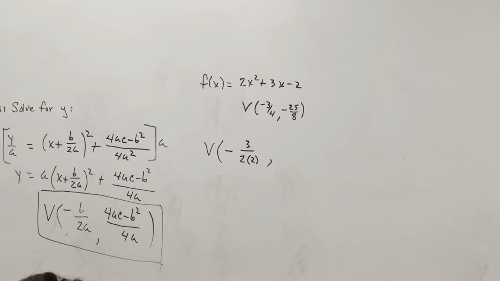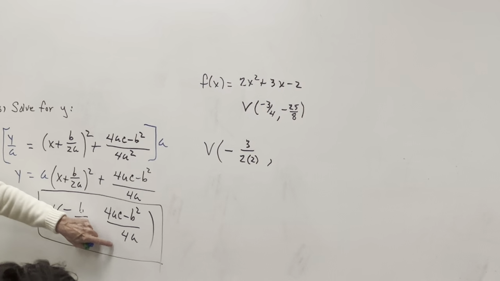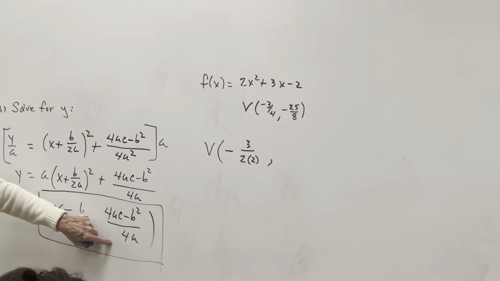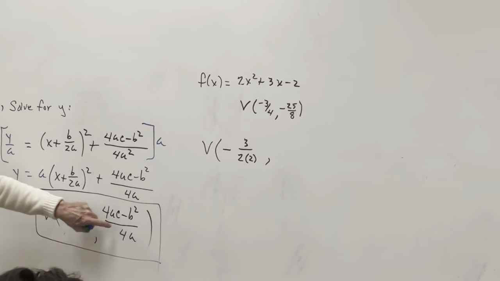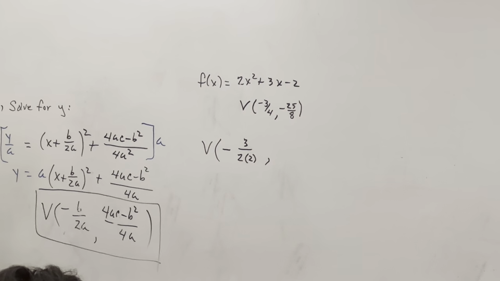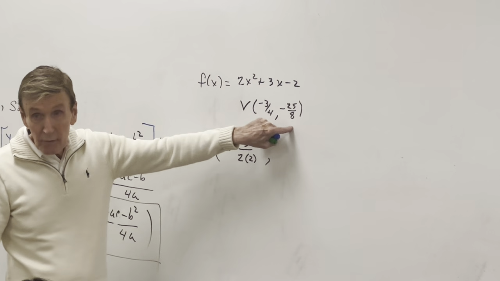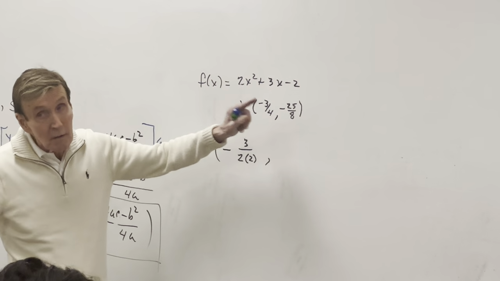I'm getting nervous. This one, if I have no mistake, had better give me, I'm hoping, what was the second coordinate from the one before? Oh, here it is, negative 25 over 8. Here goes.